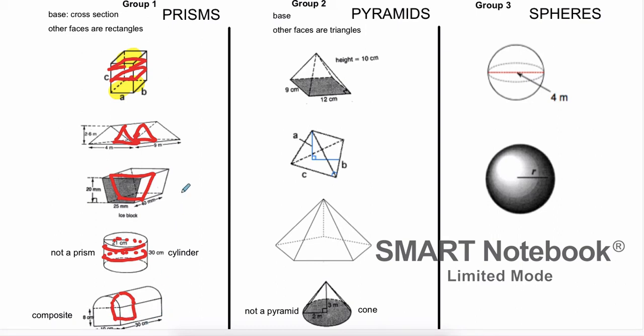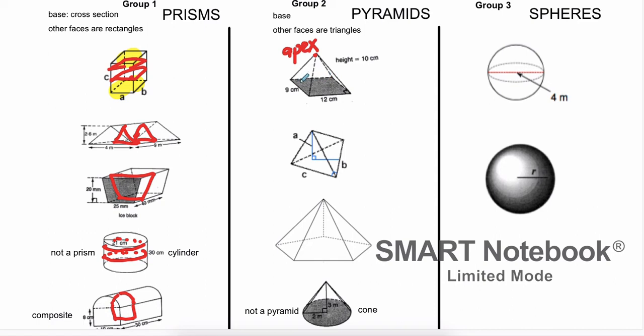Okay? All right, for a pyramid, you have something which is called the base with a certain shape, and all the other faces are triangles. And all the other triangles then go to one point, which is called the apex. Okay, so that's the property of a pyramid.